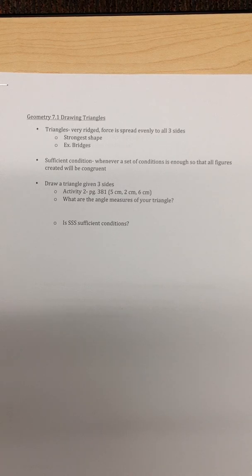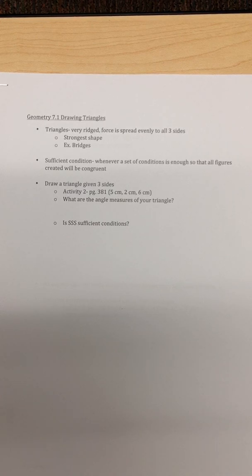So they're going to give us some different situations, different descriptions, and we've got to draw those shapes and see if everybody's shape looks exactly the same or not. The first one here is activity 2, and they want us to know if 3 sides is going to be sufficient conditions or not. If you want to follow the activity, it's on page 381.